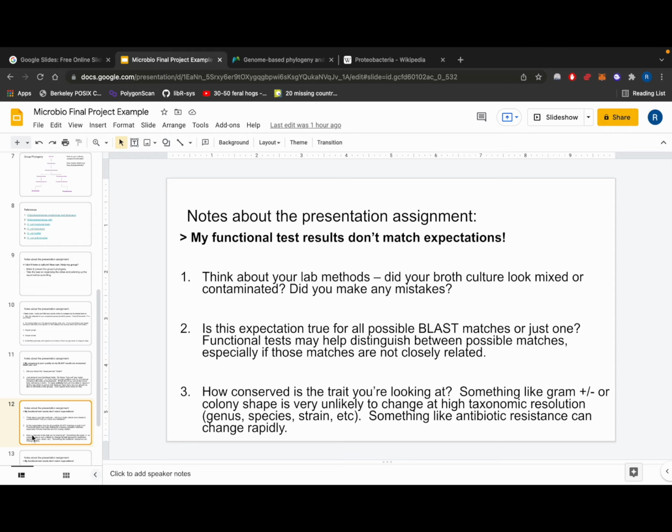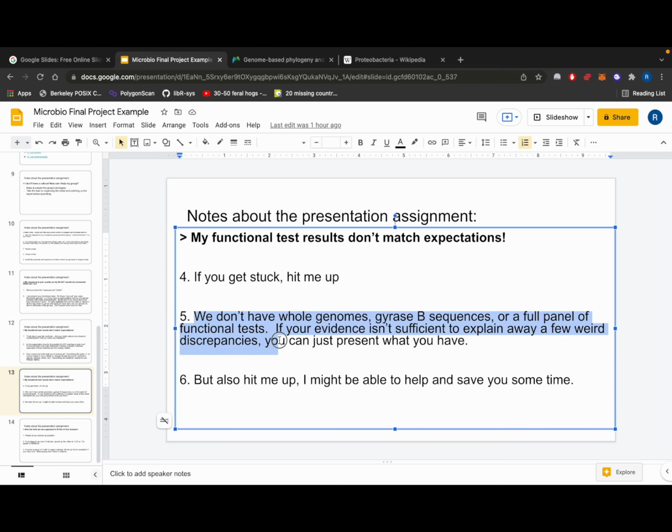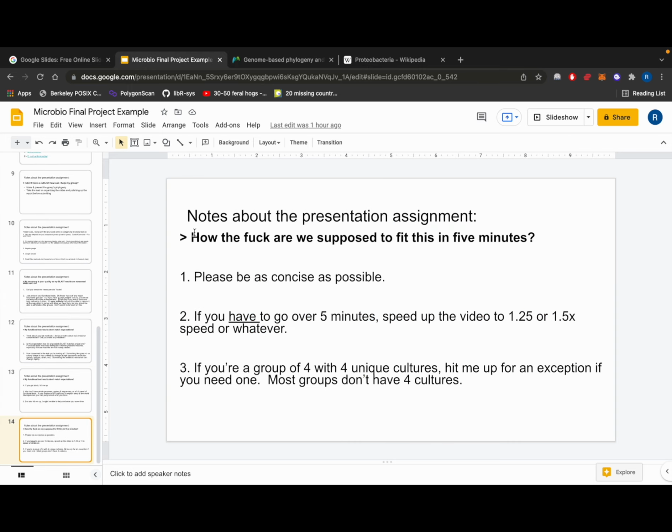So if you're doing something like a gram stain, that's not just going to evolve willy-nilly out of nowhere or change. If gram stain goes wrong, you'd be like, okay, something's weird here. If antibiotic resistance is wrong, you can be like, okay, maybe this is just a particularly resistant strain. This strain could just genuinely be more resistant than the one that was measured in whatever paper you found. You don't feel obliged to explain away all discrepancies, just present the evidence that you have and what you can find with the evidence.